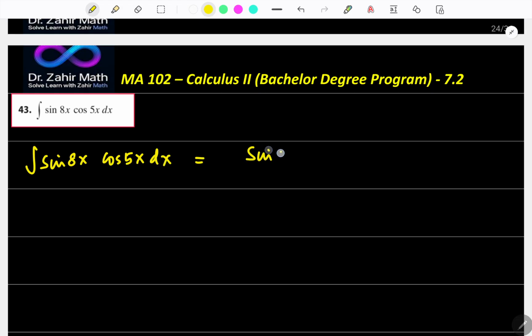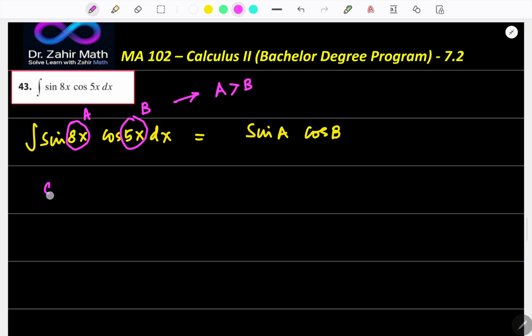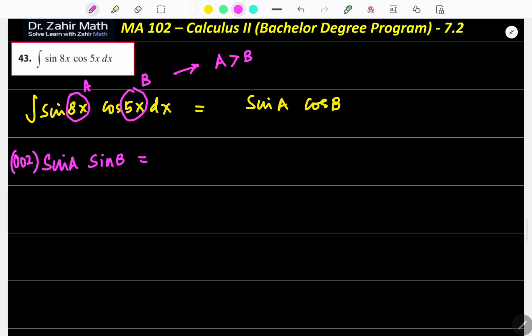This is of the model sine A cosine B. How, teacher? Look here. This is angle A and this is angle B. Make sure your angle A is greater than angle B. Okay? Yes, it is greater. So what is the sine A cosine B formula? Is this an integral formula, teacher? No, no, no. It's a product formula. Half times, just now, because as a teacher I remember, but you have to memorize, sine A plus B and then plus sine A minus B.